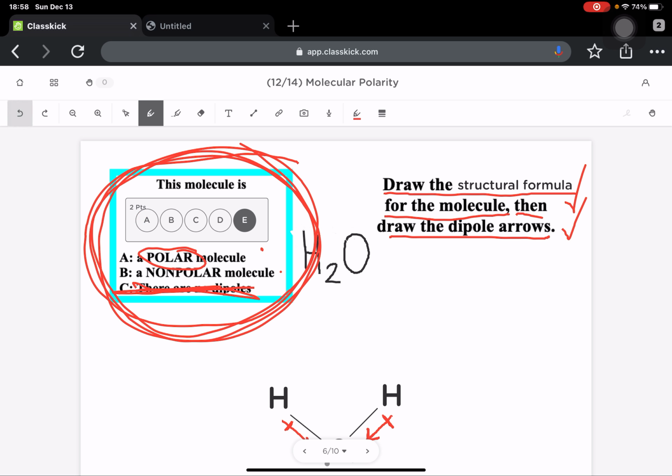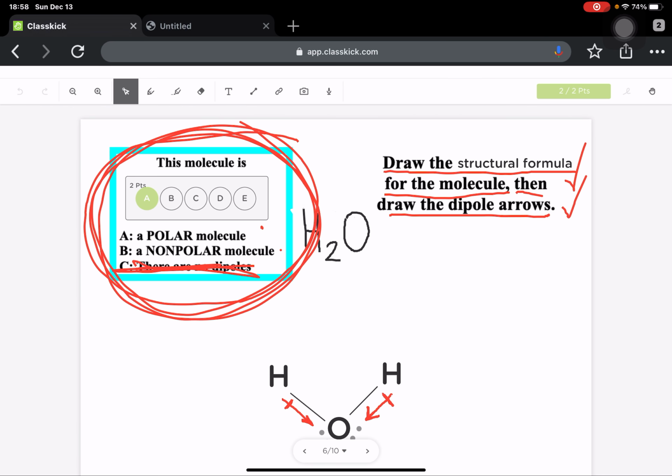To select the answer, I'm going to click on this cursor button up here, and I'm going to click my answer. So let's see if that is correct. Yes, yes it is. Okay, so that is how you draw the dipoles and determine whether the molecule is polar or non-polar.